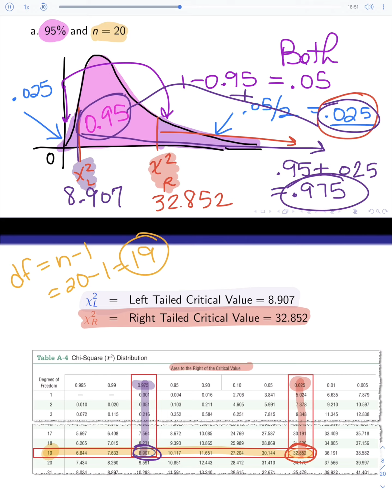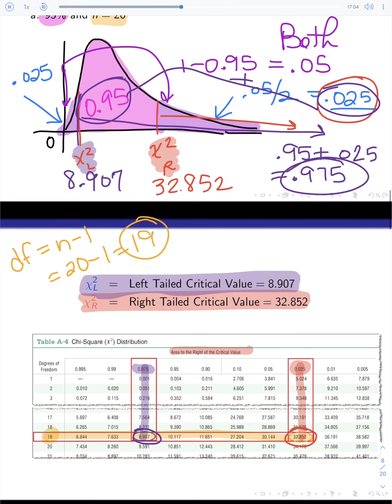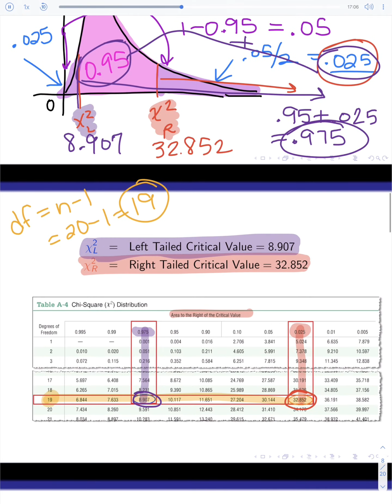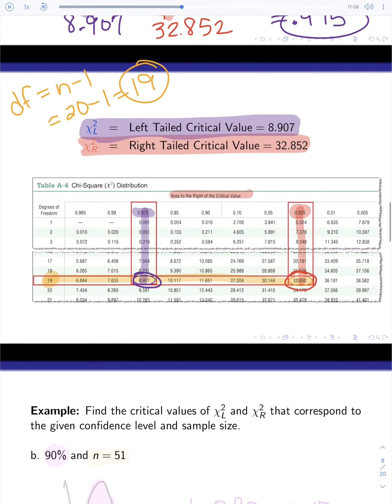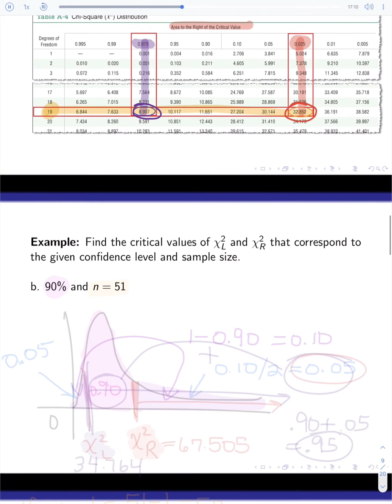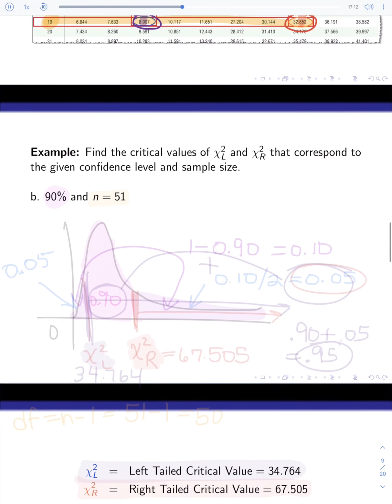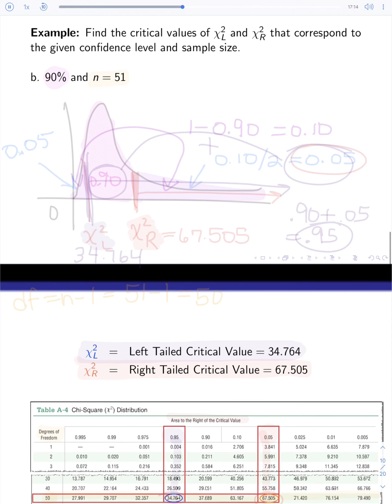8.907. So that will be my chi-squared on the left, and that will be my second critical value that I'll end up using when I make my confidence interval. So each time I'm making my confidence interval, I'm going to need to find both critical values, a left side and a right side. We'll call them left-tailed and right-tailed. Let's try finding the chi-squared on the left and the chi-squared on the right one more time.